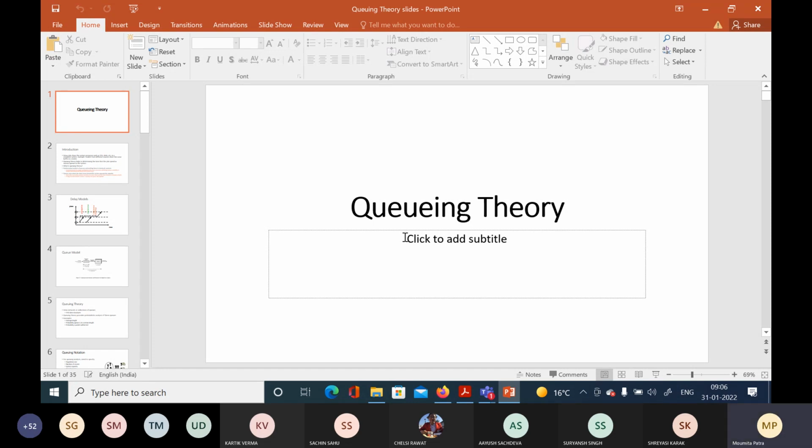And I hope that in the last class I had asked you all to go through certain distributions. I hope that you all have gone through them, because these will be necessary for this part of the course. All right, so let me start with today's topic, that is queuing theory.